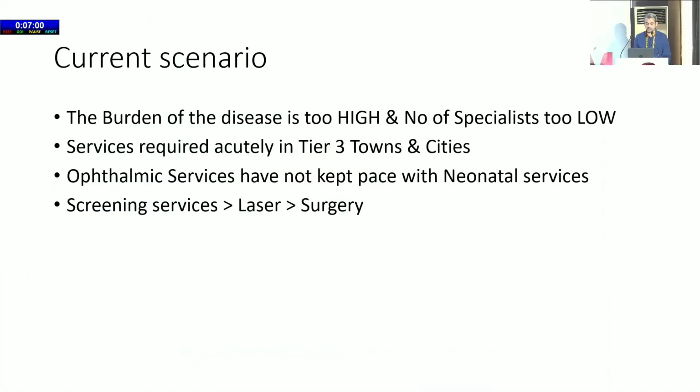And the services required are acute in tier 3 towns and cities, because you have a lot of eye specialists and ROP specialists in bigger cities and metro cities. Ophthalmic services have not kept pace with the neonatal services. You can see the mushroom growth of neonatal centers in each nook and corner of India, but our younger colleagues in ophthalmology are not doing ROP screening. We need more people who can screen, a few less who can do laser, and much fewer who can do surgery. If the first two are met, believe me, the number of surgeries would be far less.